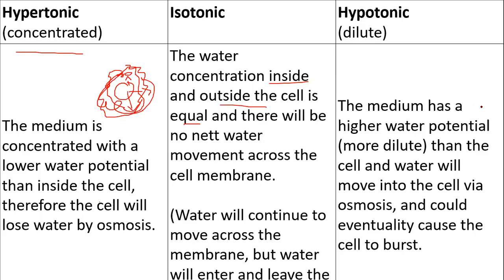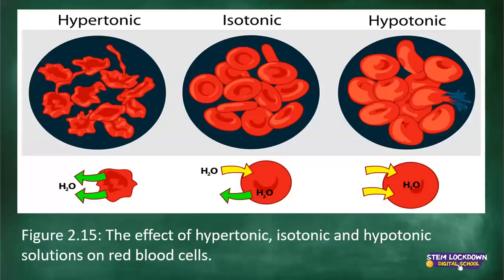But for hypotonic, the medium has a higher water potential, meaning the medium is more dilute than the cell, and water will move into the cell. And when water moves into the cell, there's more concentration inside the cell. So when it moves in, the cell might even burst.